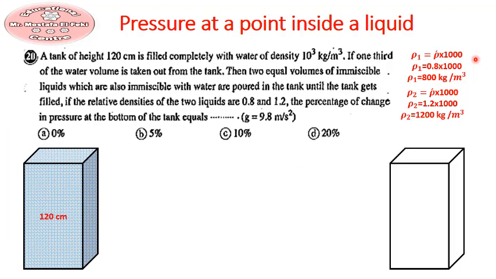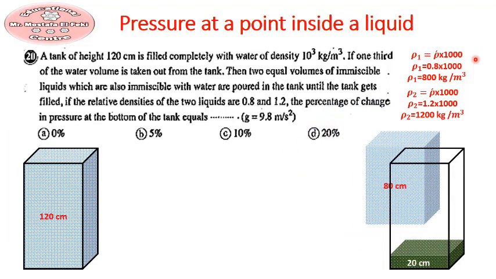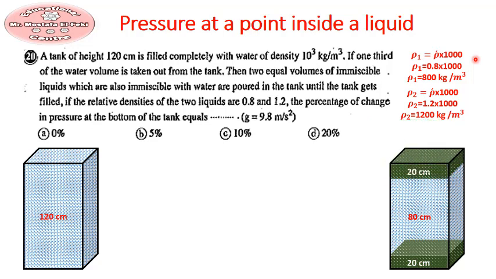And in the second case, 2 equal volumes of liquids are filled in the tank with water. Then the pressure in the first case: pressure equal rho h g. Rho, density of water, times the height of water 1.2 meters times 9.8, then the pressure is 11,760 Newton per meter square.